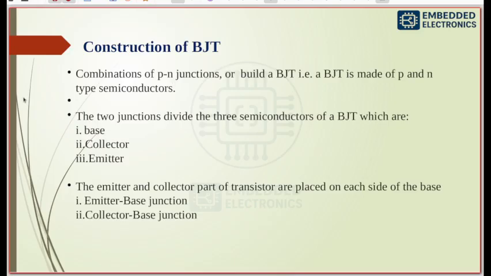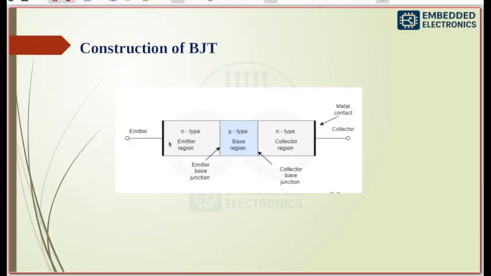So, the construction of BJT. The combination of PN junctions builds a BJT. That is, a BJT is made up of P and N type semiconductors. The 2 junctions divide the 3 semiconductor layers of a BJT, these are the terminals: base, collector and emitter. The emitter and collector parts of the transistor are placed on each side of the base. So there is the emitter base junction and the collector base junction. Here you can see the diagram.